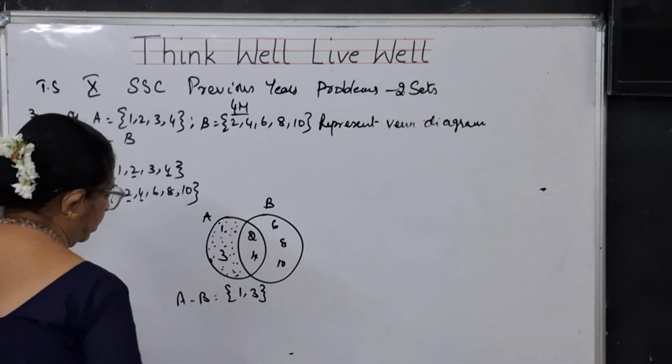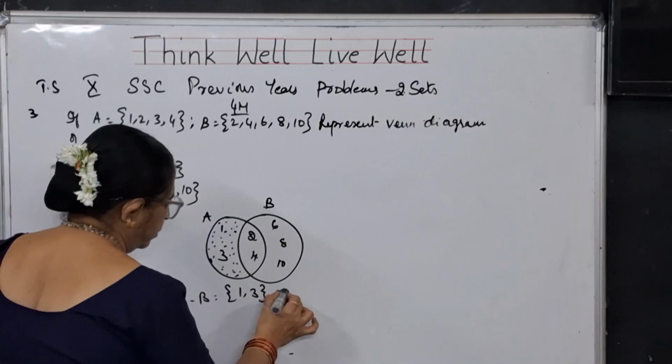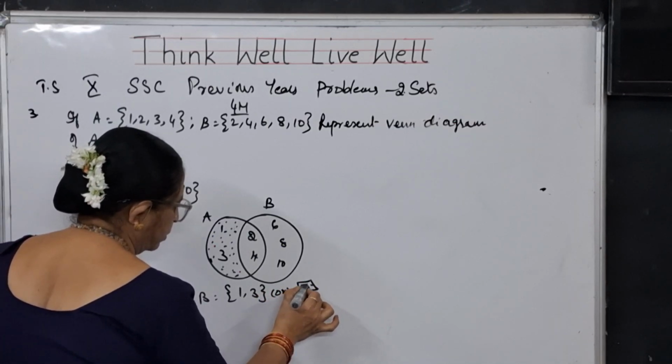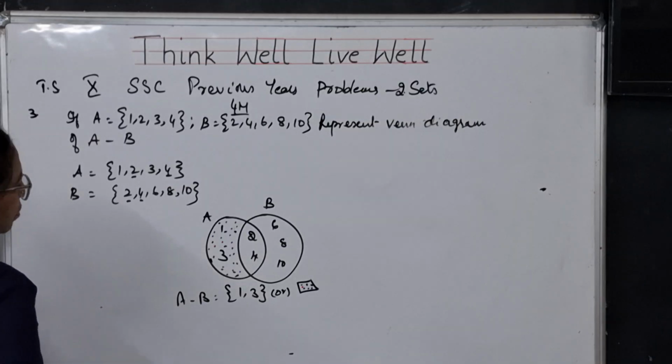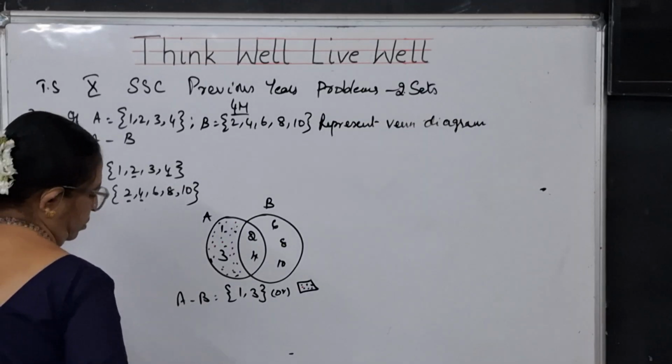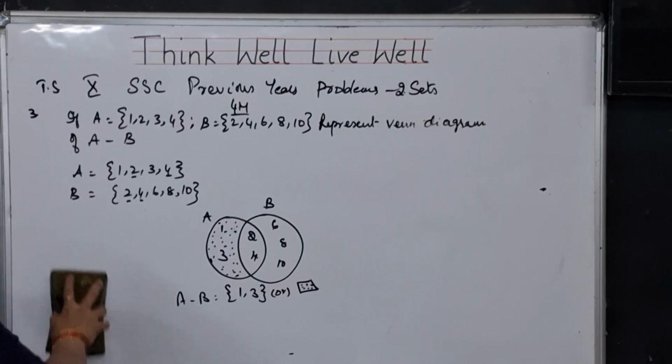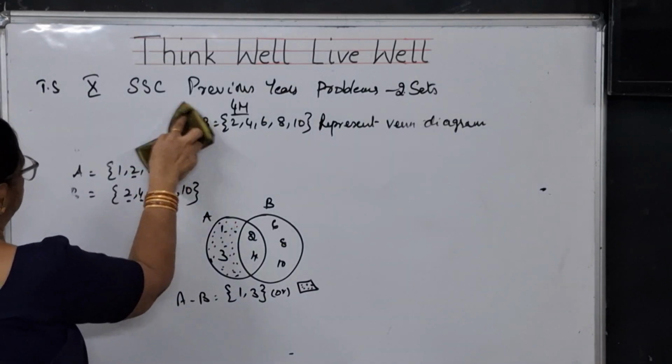You can even write it here, or you can even represent it in a figure with dotted lines. Even like this also you can mention. Write down this. Next, fourth one.